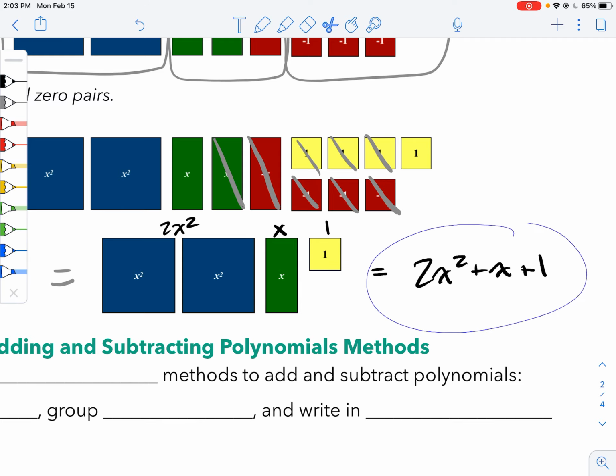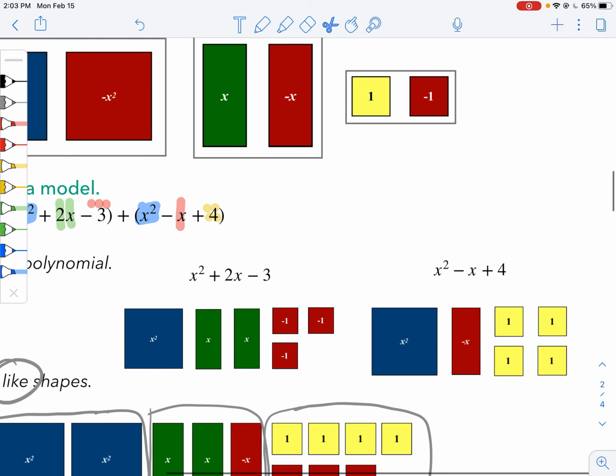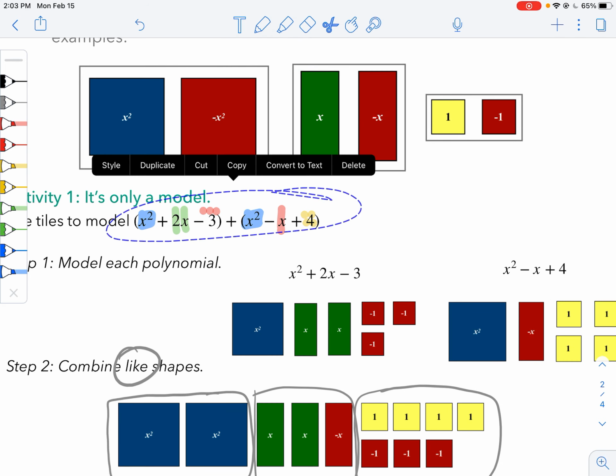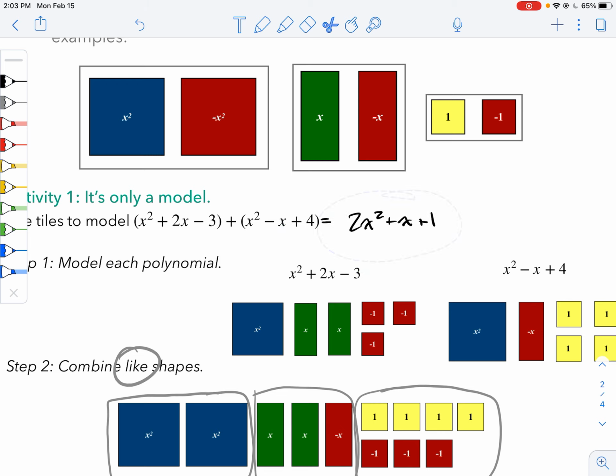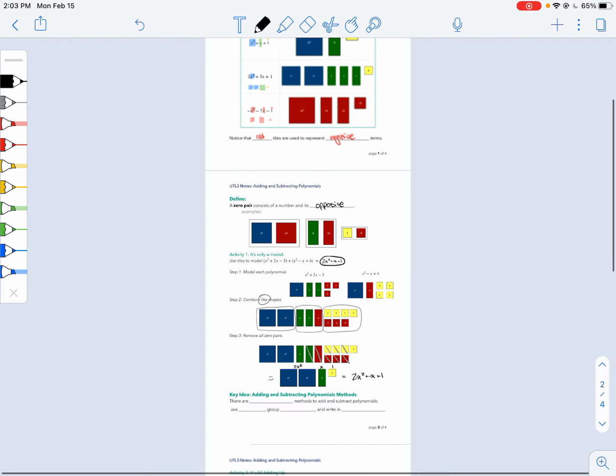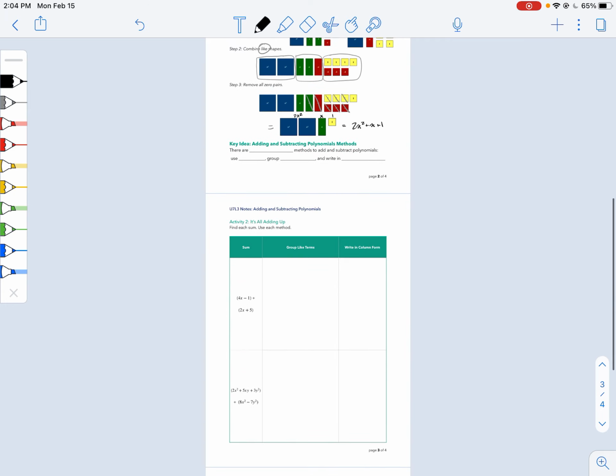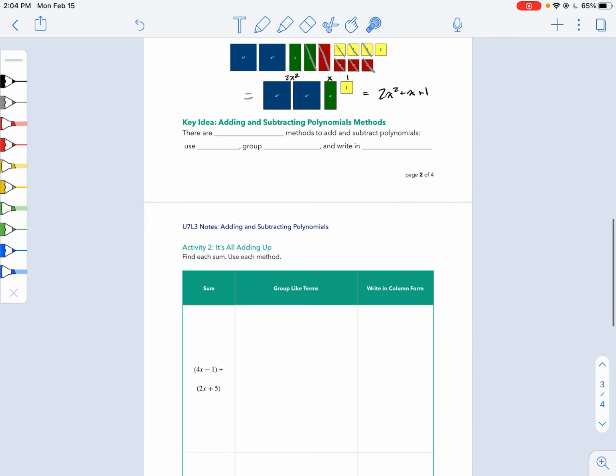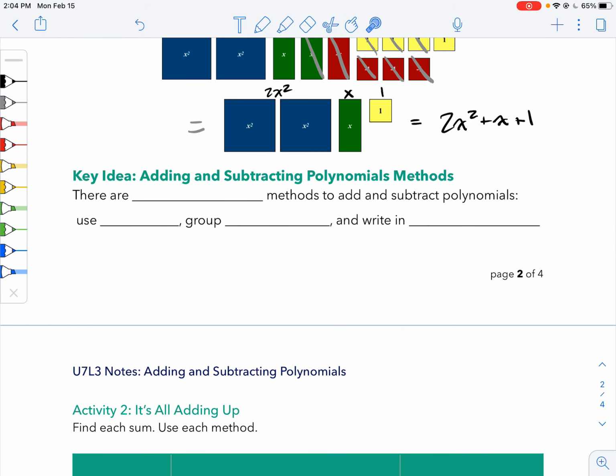So when you ask, what is x squared plus 2x minus 3 plus x squared minus x plus 4? Well, that's equal to 2x squared plus x plus 1. And that's what we're going to be doing today. There are a bunch of different methods. If you're a visual person like me who likes to see the picture, you can use the picture. Otherwise, there are 3 different methods you can use: the picture version, one kind of mathy way, and another kind of mathy way. Each of those methods has steps in common.